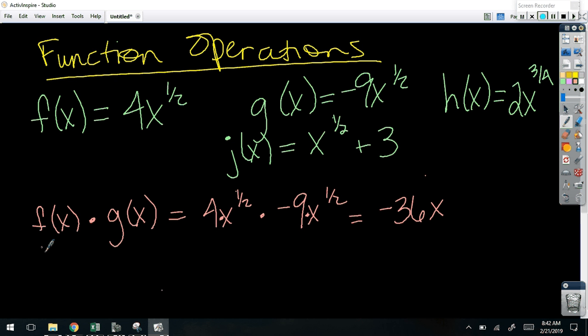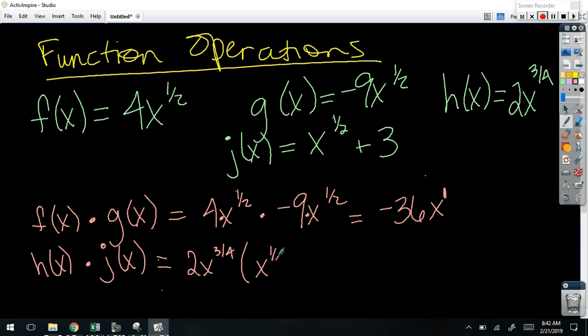What if I asked you to do h of x times j of x? Wait, why is there no exponent on that? It's a 1. You added a half and a half. All right, so h is 2x to the 3/4, and j is x to the 1/2 plus 3.